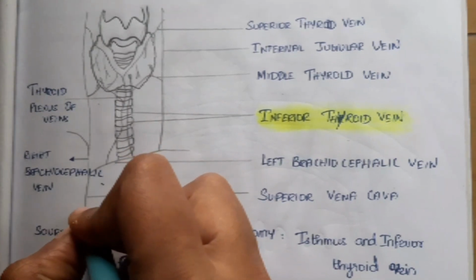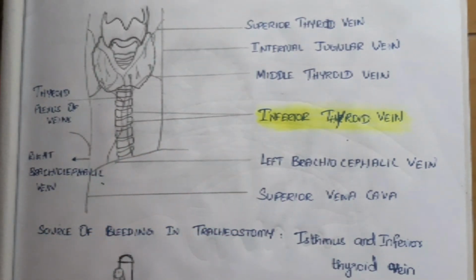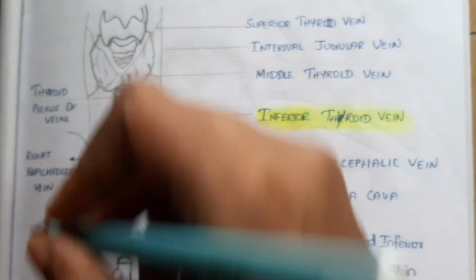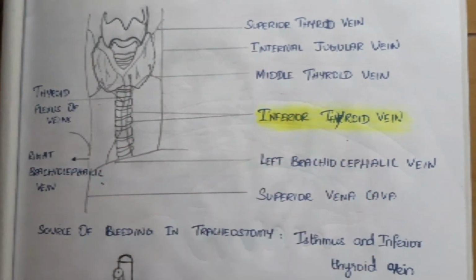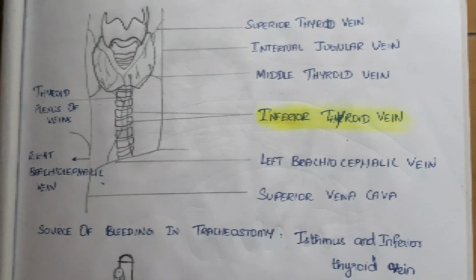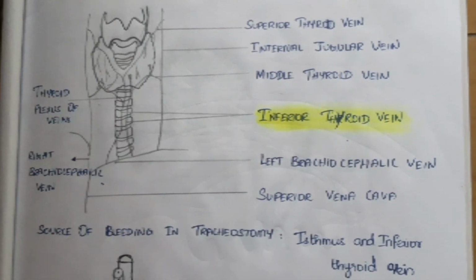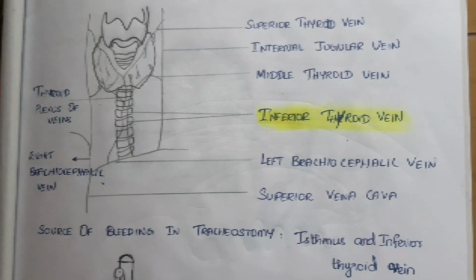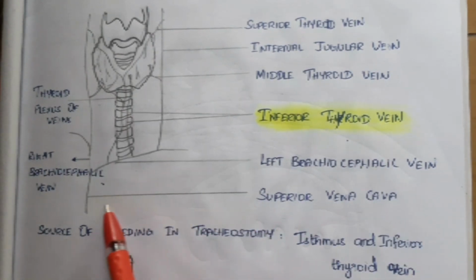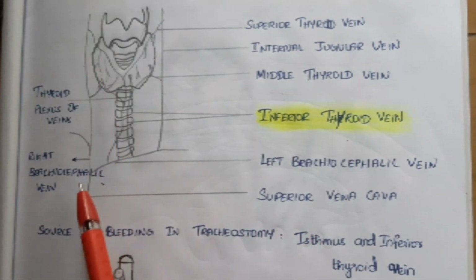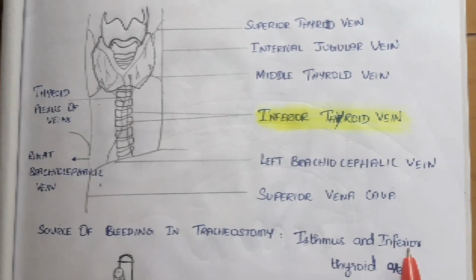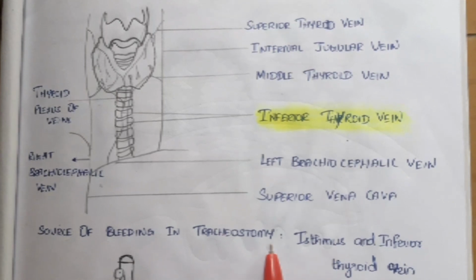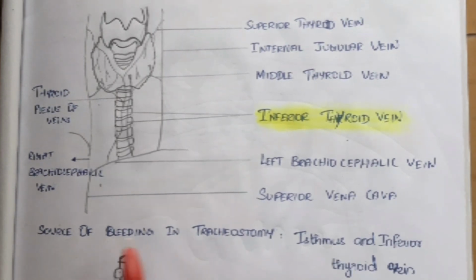So here you can see the inferior thyroid vein and isthmus are closely related to the anterior surface of the trachea. When we are creating an opening into the trachea from the outside of the neck, these are the structures that may get damaged and bleed. So, the isthmus and inferior thyroid vein are the main source of bleeding in tracheostomy.